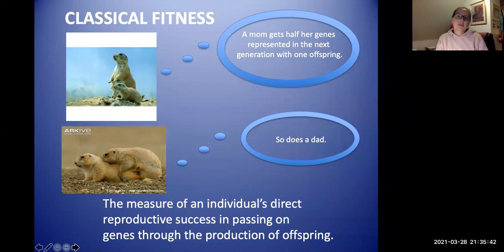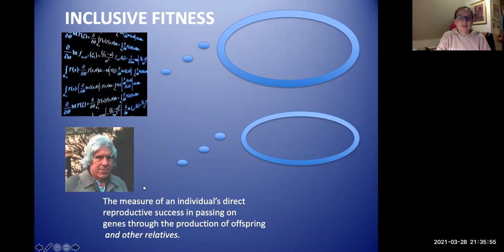And so when we're talking about just classical fitness or direct fitness, all we do is we count the number of kids that a creature has. So if this right here is your mama prairie dog, and oops, yeah, sorry.